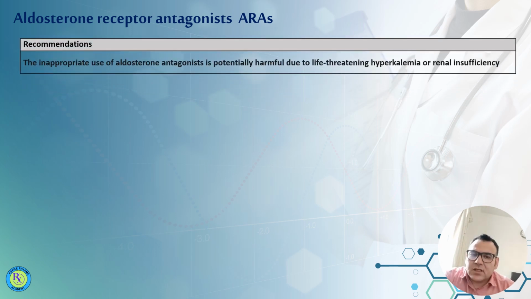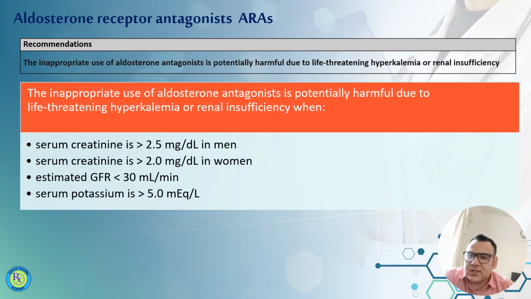There is a warning about using aldosterone antagonists in hyperkalemia or renal insufficiency: inappropriate use of aldosterone antagonists is potentially harmful and can cause life-threatening hyperkalemia and renal insufficiency in these cases. So it is harmful to use spironolactone or eplerenone where serum creatinine is above 2.5 mg per deciliter in men or above 2 mg per deciliter in women, or when eGFR is less than 30 ml per minute, or serum potassium is more than 5 milliequivalent per liter.